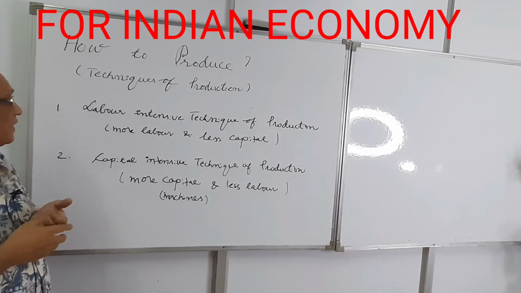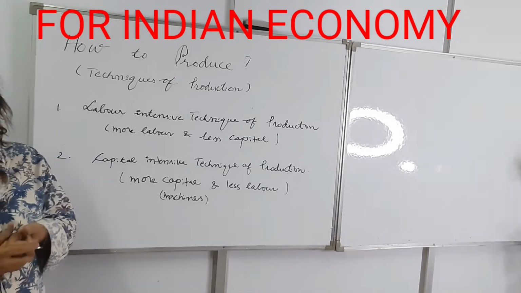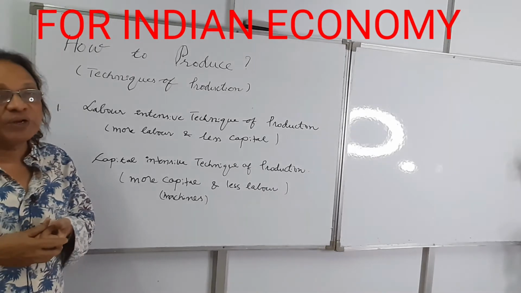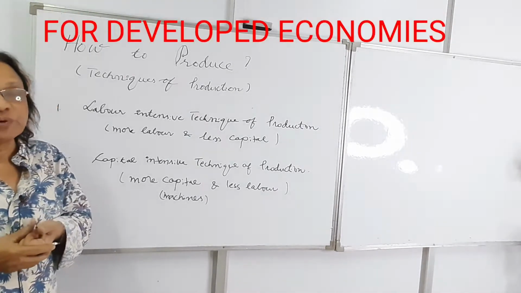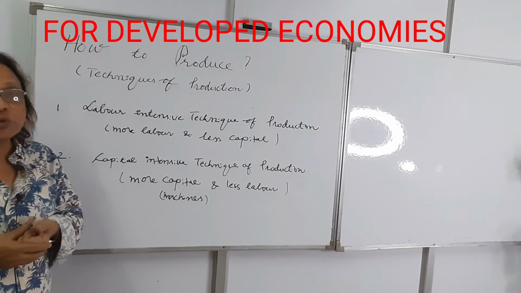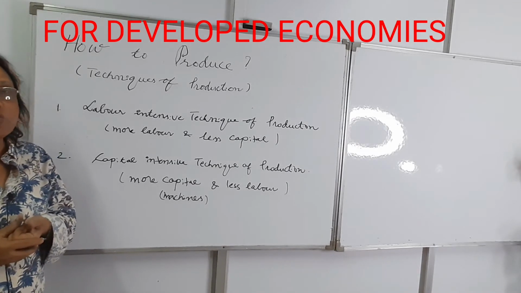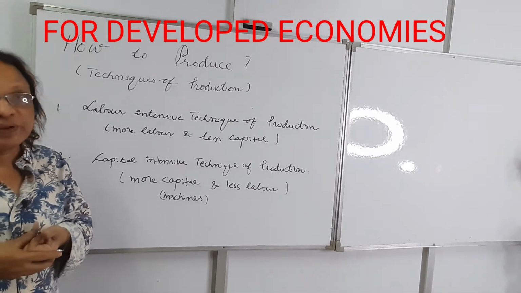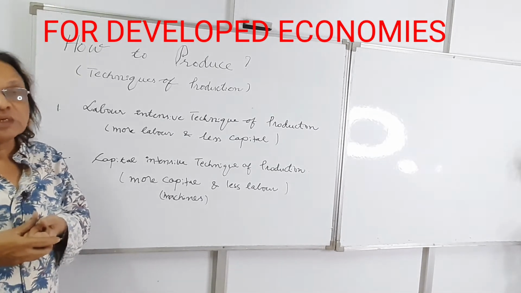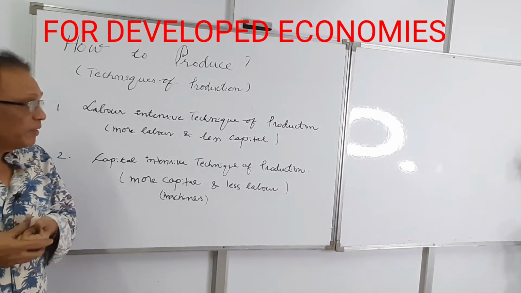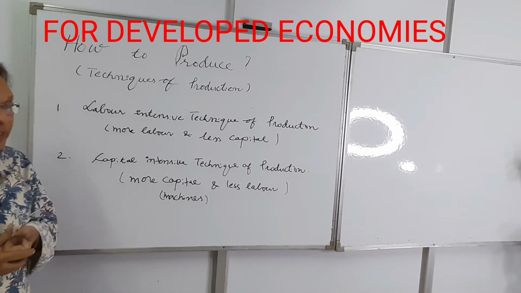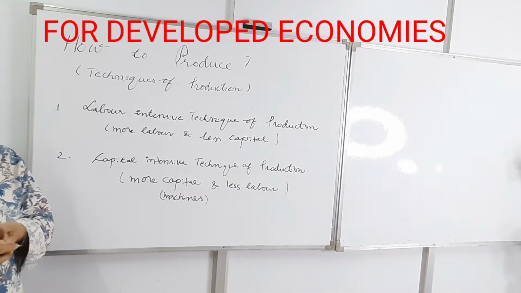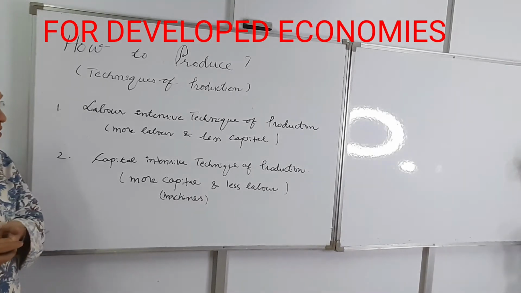And the second technique is the capital intensive technique of production. In this technique, we use more capital, more machines and less labor. This technique is mostly used in developed countries like USA, France, Japan, Germany, because in these countries labor is pretty expensive. The capital is cheap, they have machines. That's why everything is done with the help of machines.